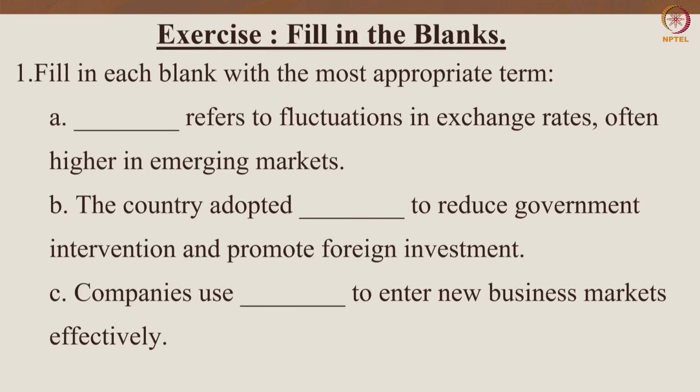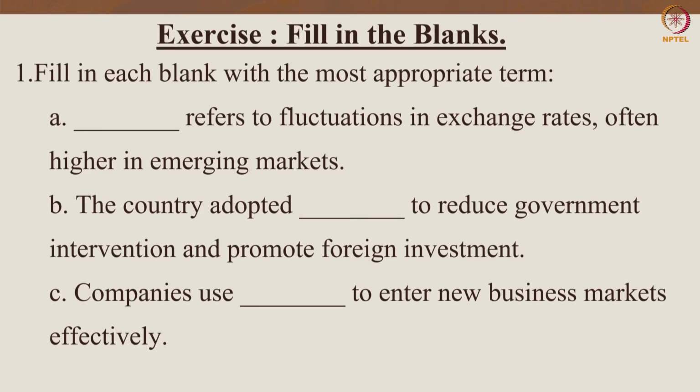Let's do this exercise, fill in the blank. Fill in each blank with the most appropriate term that you have been looking at so far. A, dash refers to fluctuations in exchange rates, often higher in emerging markets. B, the country adopted dash to reduce government intervention and promote foreign investment.